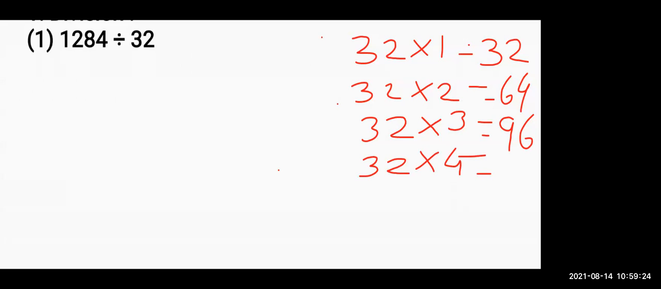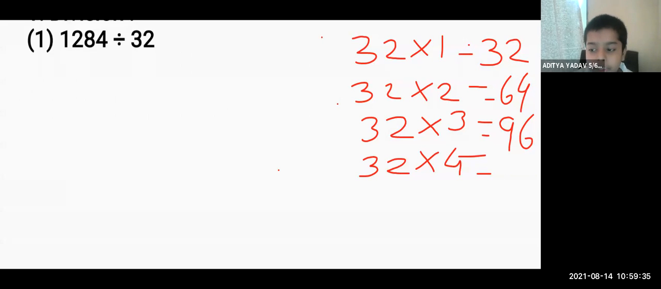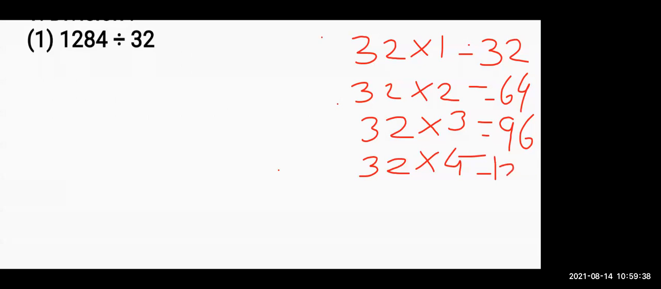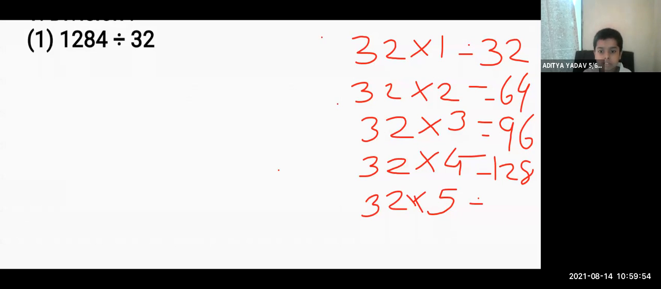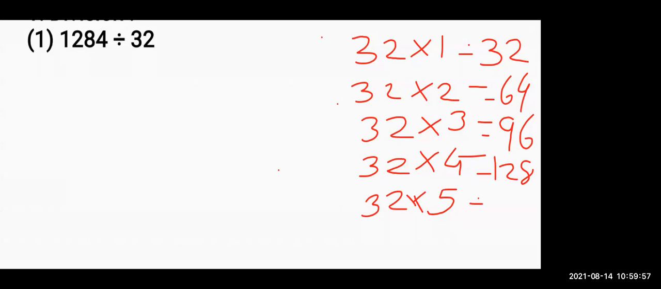Yes, 32 fours are 128. Okay. Now 32 fives are 160. Okay. Now you will also give me the answer of the division only.